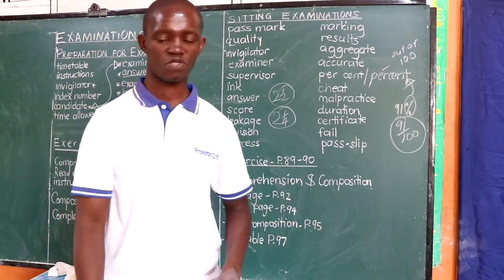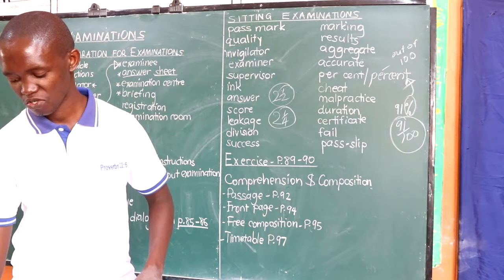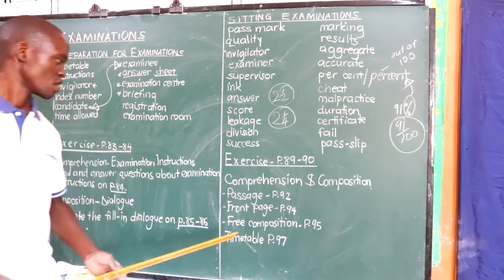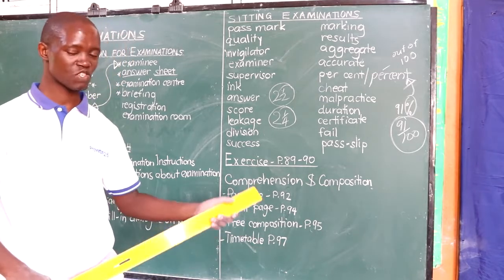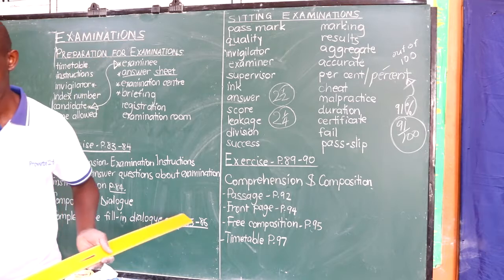We see a guided composition, which you normally call the jumbled story. The jumbled story is guided composition. Then after that, we see instructions, and that is the front page of an examination. On page 94, you'll try out that activity as well.